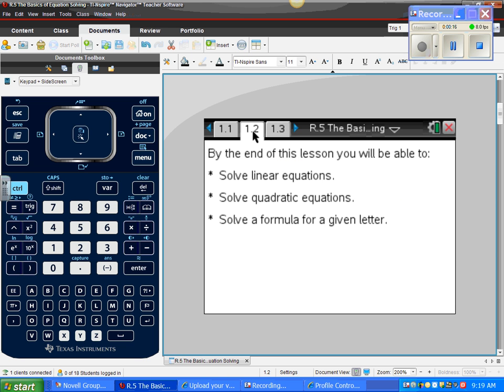By the end of this lesson, you will be able to solve linear equations, solve quadratic equations, and solve a formula for a given letter, which is also called a literal equation. You have been doing equations since junior high, so this is nothing new. This will be a pretty quick review, so we're going to move relatively quickly.